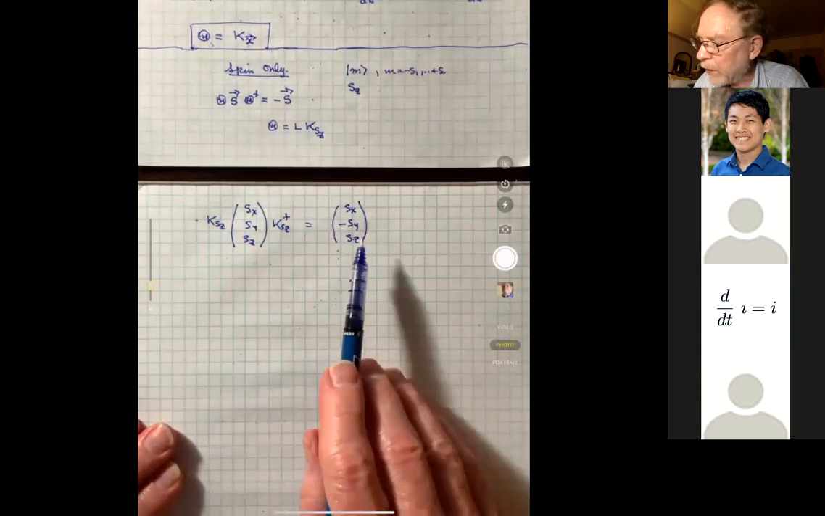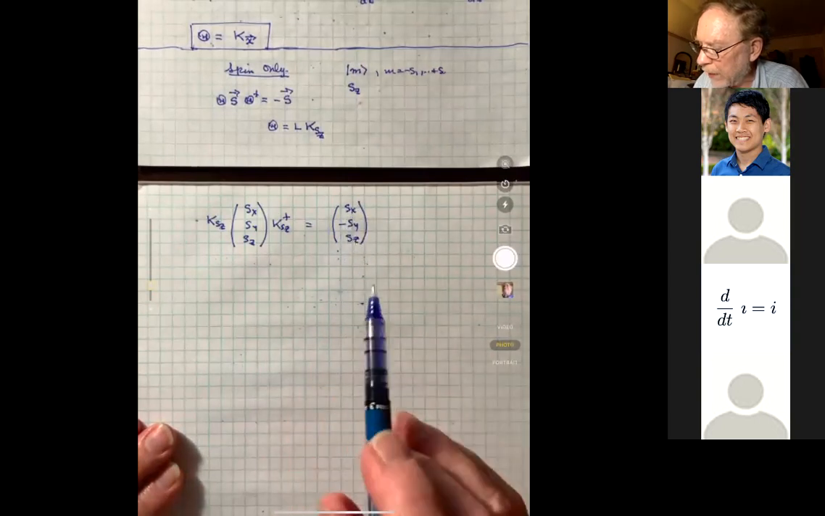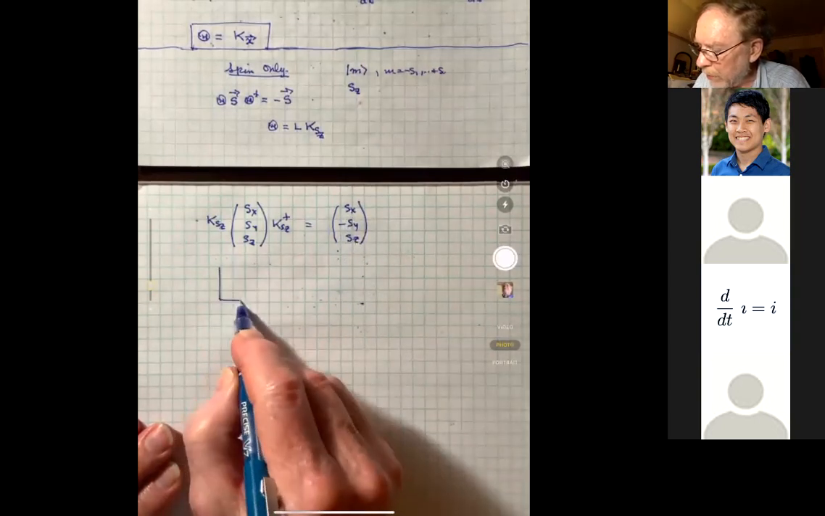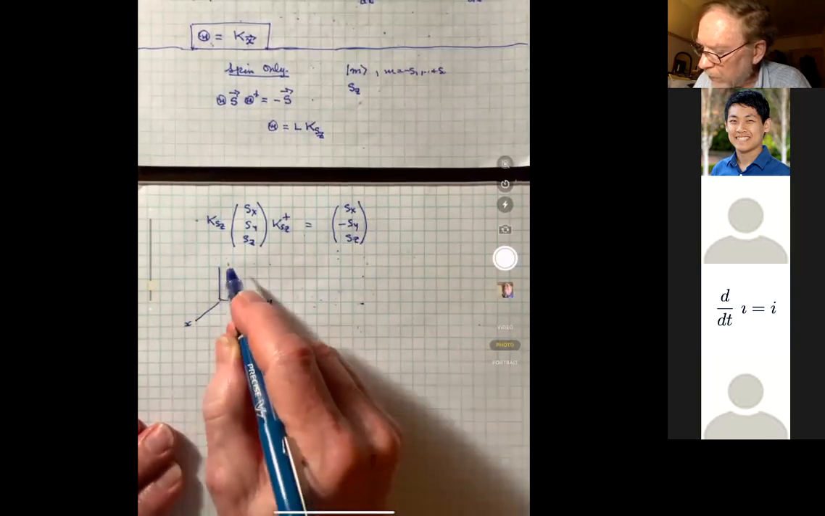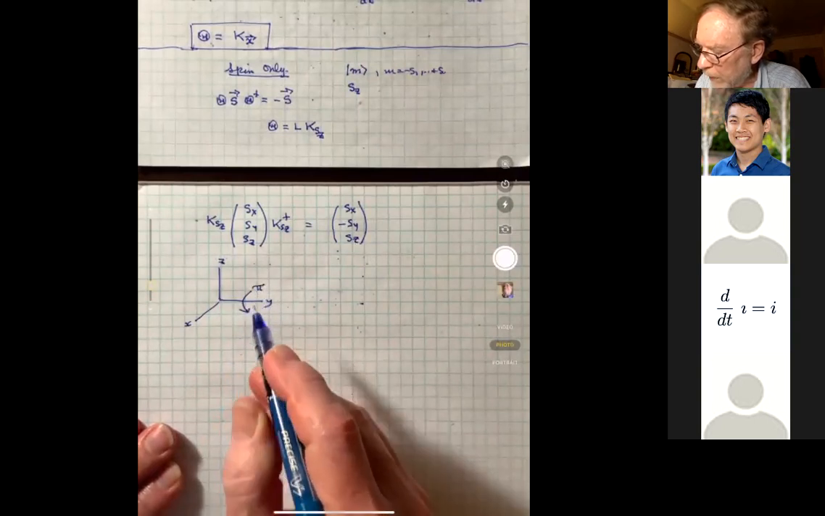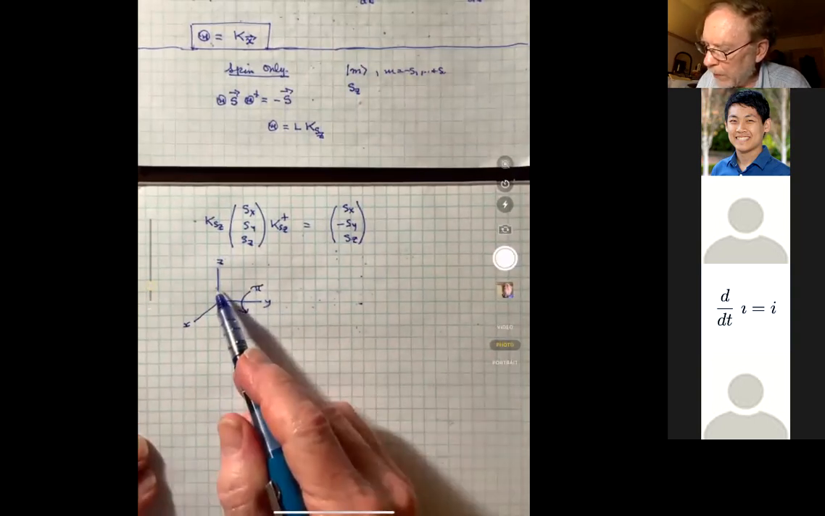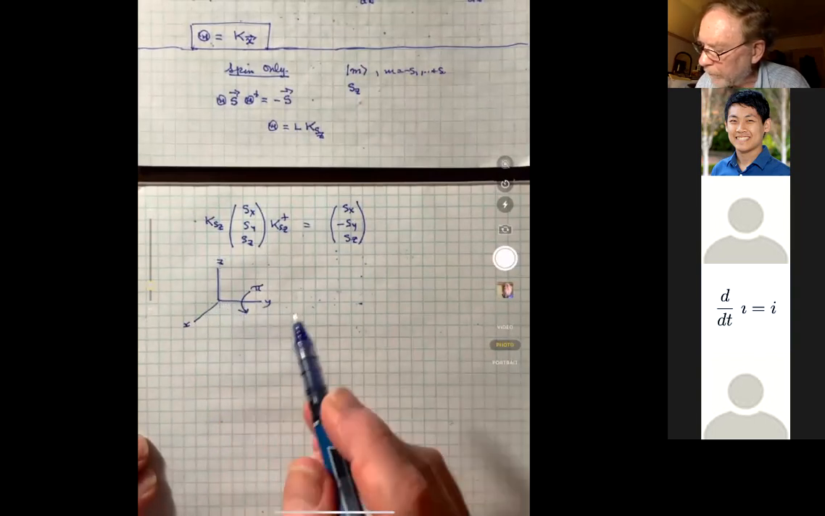So now we seek a linear operator that leaves Sy alone, but flips the signs of Sx and S sub Z. Well, that linear operator is easy to see if we draw a picture here, X, Y, and Z coordinates, like so. And you can see that if I rotate about the y-axis by an angle of pi, it'll change the sign of both the x and z components of a vector, but it'll leave the y component alone.